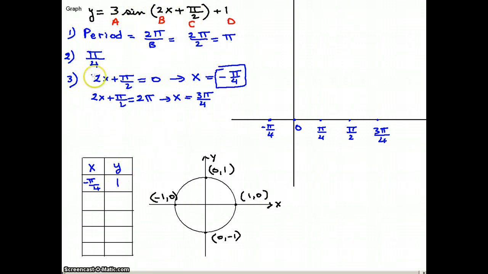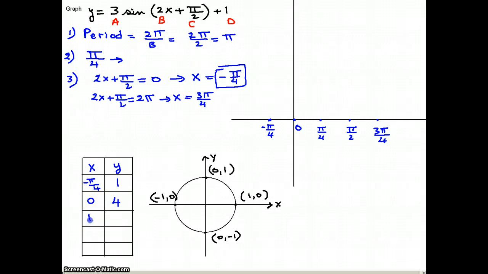Okay? Now, since we are adding increments of pi over 4, let's add pi over 4 to negative pi over 4. We get 0. Go back to the equation. Substitute x equals 0. 2 times 0 is 0, plus pi over 2 is pi over 2. The sine of pi over 2, this is angle 90. So we are here, and y is 1. So sine pi over 2 is 1. 1 times 3 plus 1 is 4.